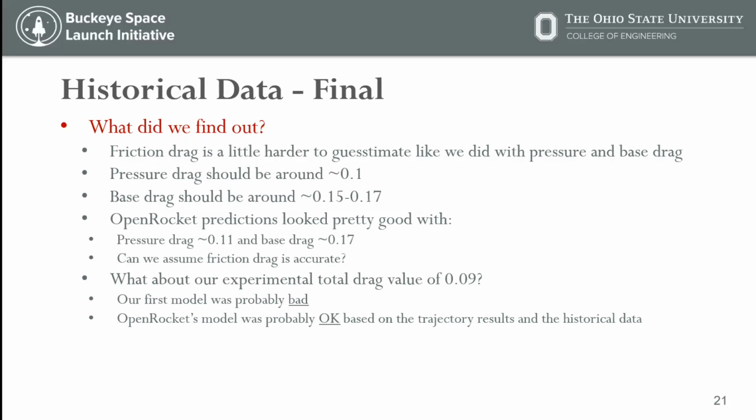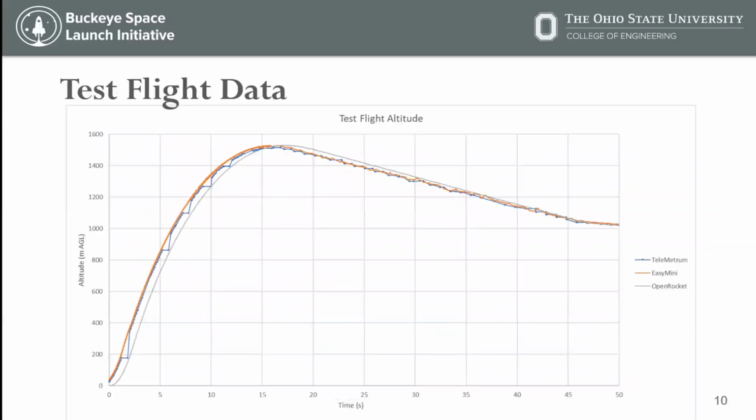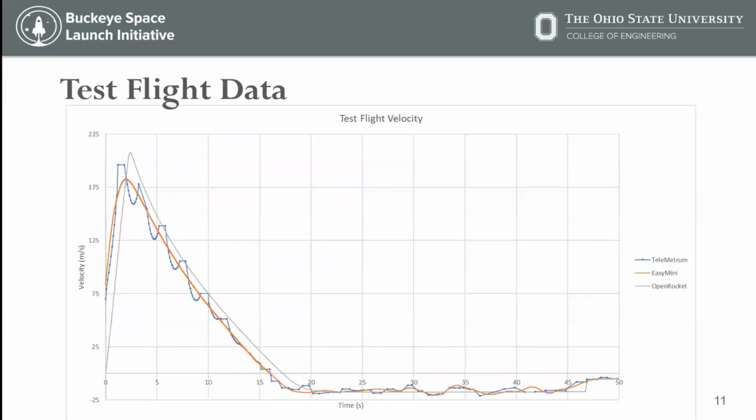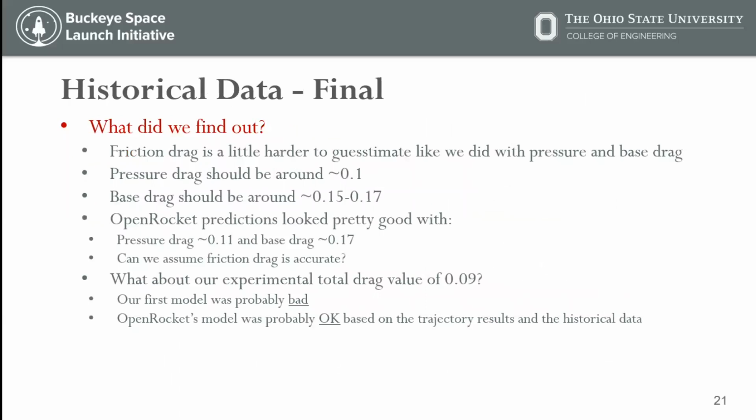Going off of that, can we assume the friction drag is accurate without going back to the historical data? We can look at our experimental trajectory data. If I go back a couple slides, we can see that. The main point of trying to figure out what our drag coefficient is, is so we can predict what our maximum altitude is going to be. And you can see here that our altitudes were within 1%. So maybe we can assume that the 0.25 estimate from OpenRocket is fairly accurate for our friction drag.